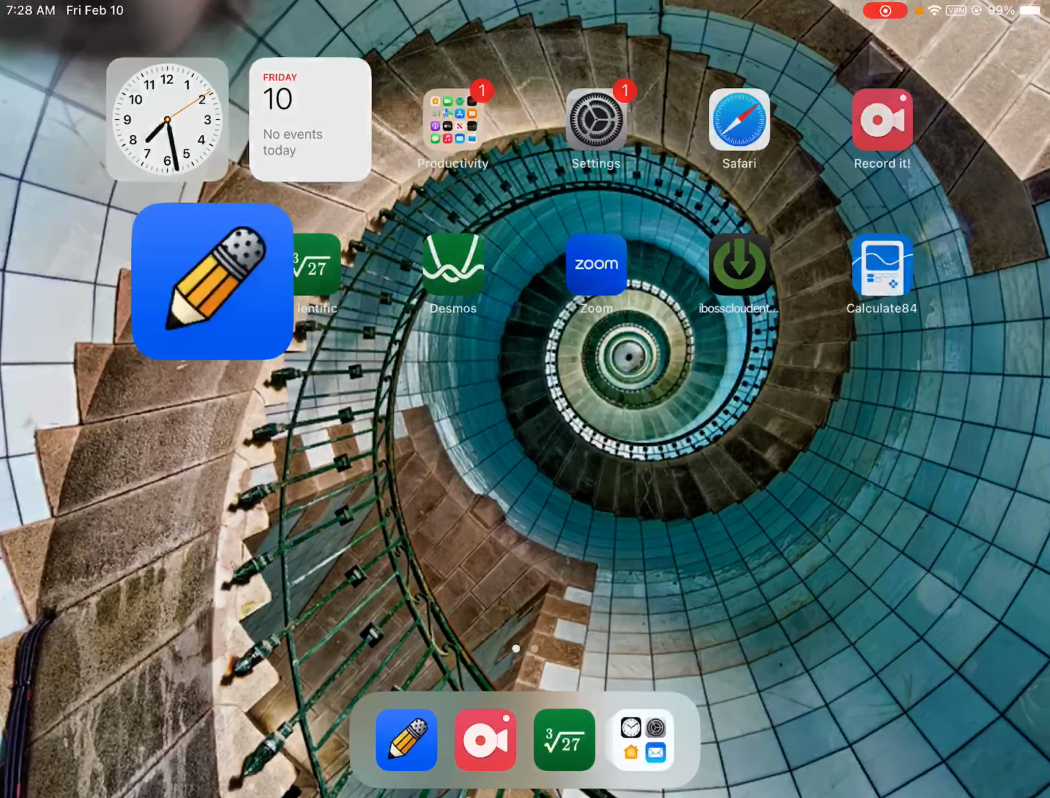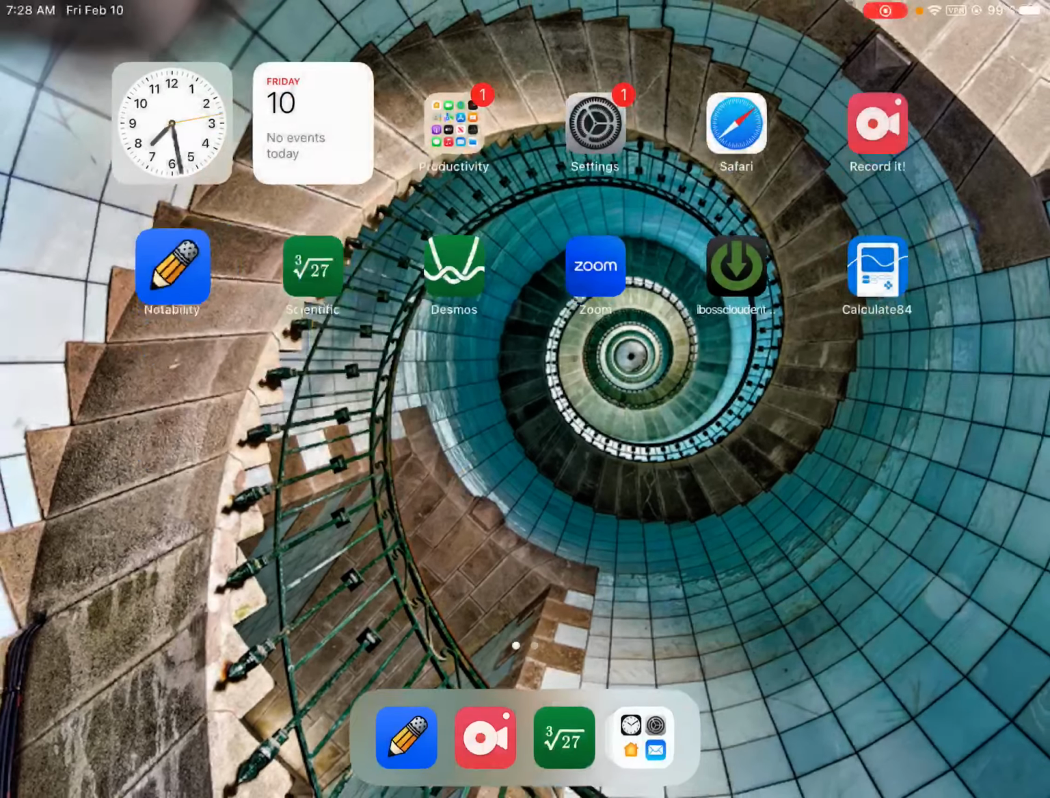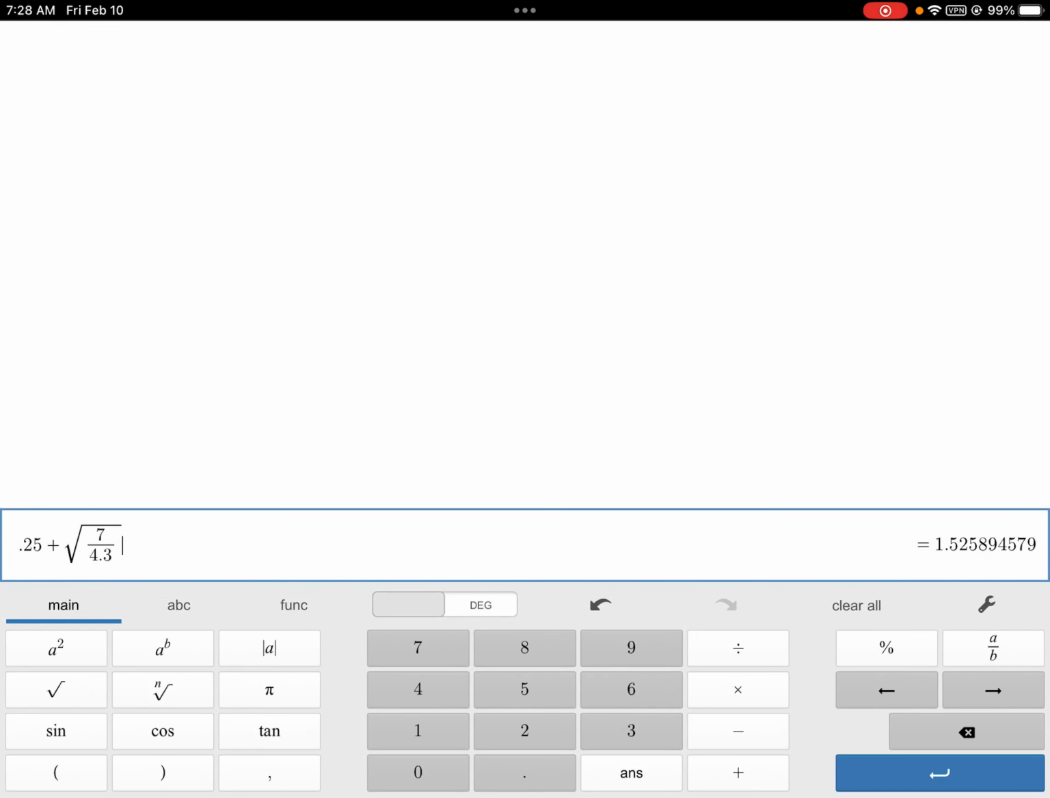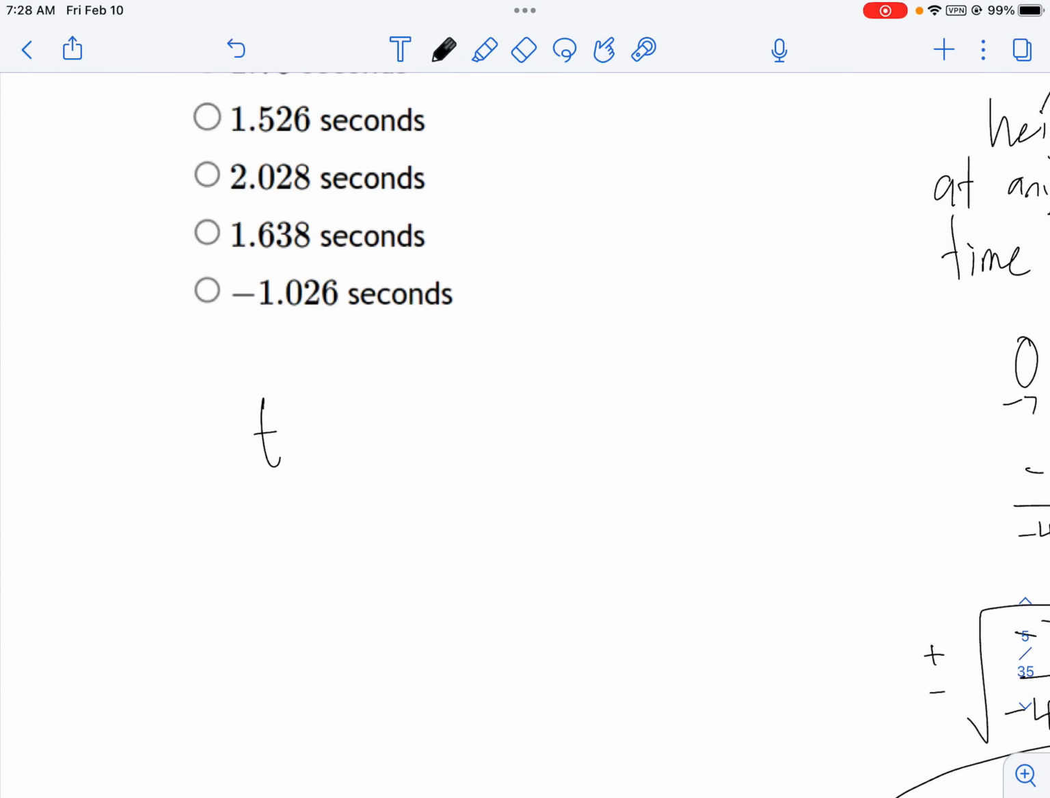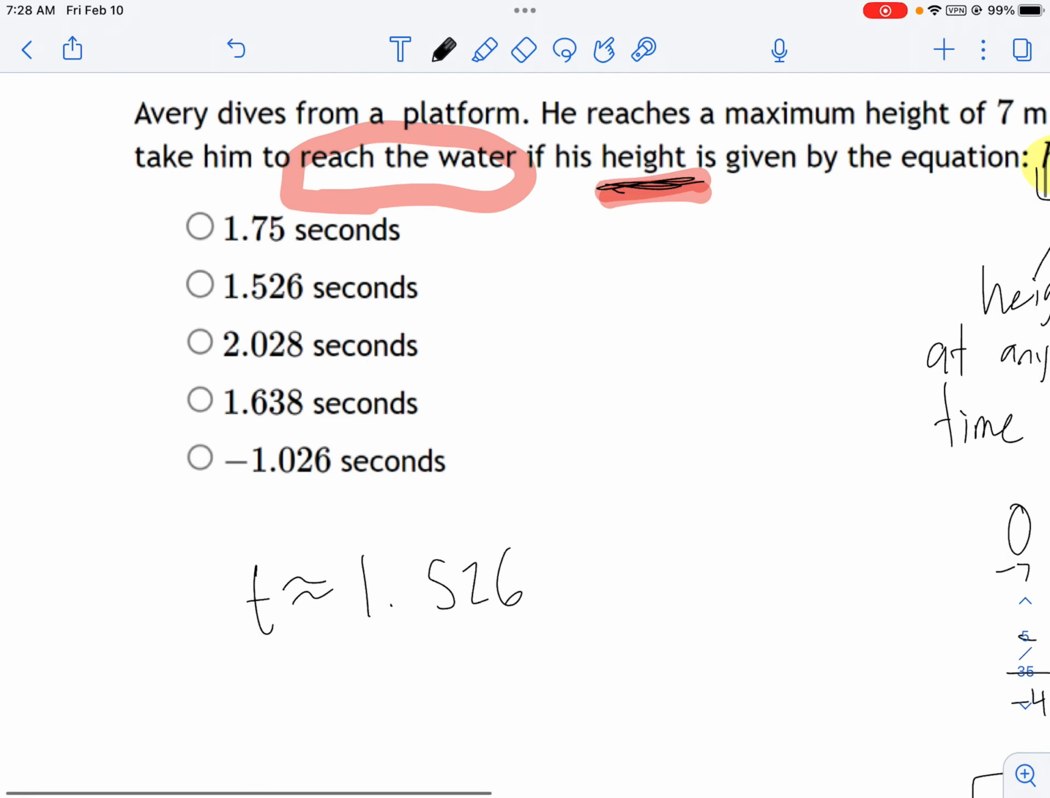Let's see, how's the answer? Looks like it goes out 3 decimal places. So we look here, we have 1.5258. The 8 will round up, which means we have 1.526 would be our time. So t is approximately equal to 1.526. And as we can see, that is our second answer choice right here.